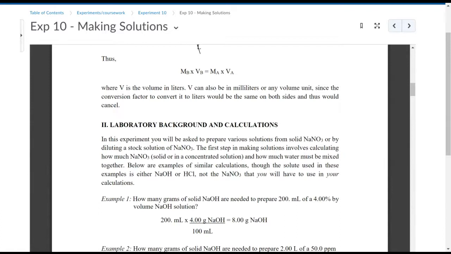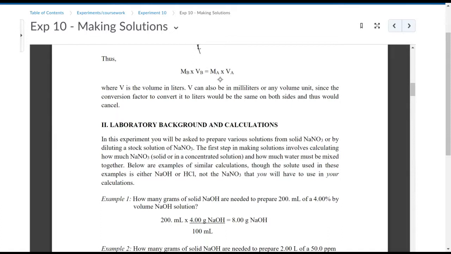Okay, the laboratory calculation now. We should have a concentrated solution, so we find out how many milliliters of that we need in order to make the new volume of solution with the desired concentration.